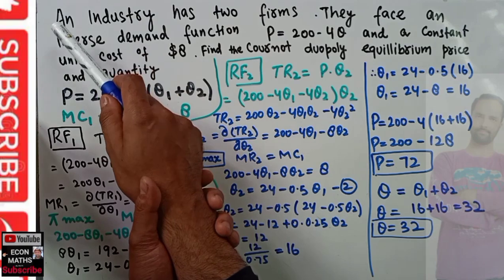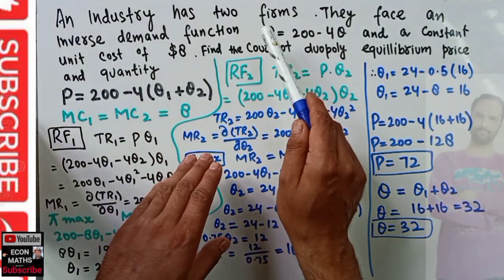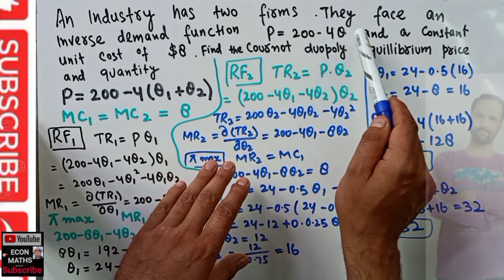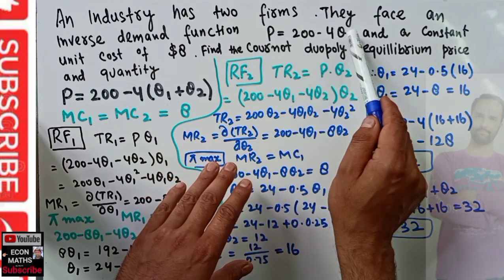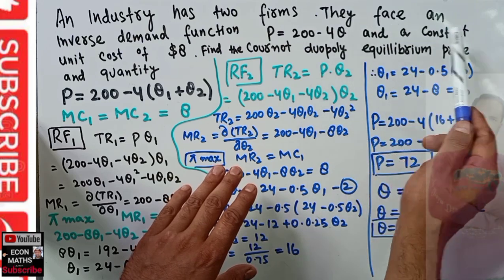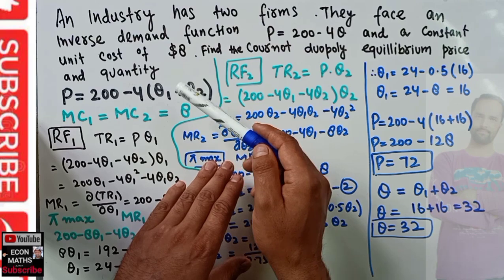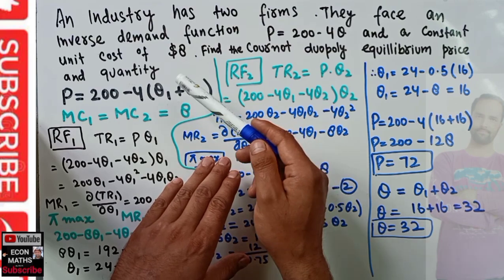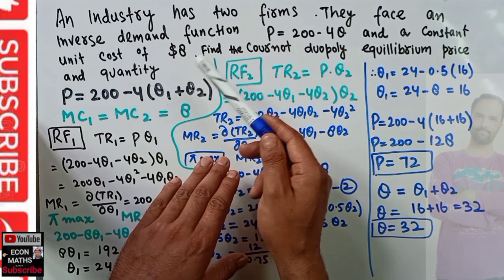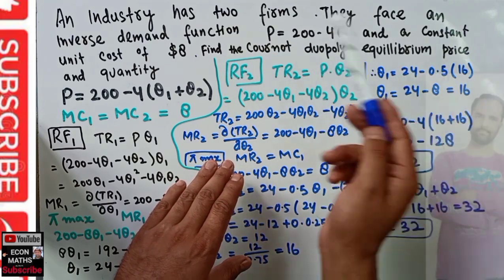The question is, an industry has two firms. They face an inverse demand function P is equal to 200 minus 4Q. P is the market price and Q denotes the output of the two firms, and a constant unit cost of $8. That means they have a constant marginal cost of $8 each. We have to find out the Cournot duopoly equilibrium price and quantity.